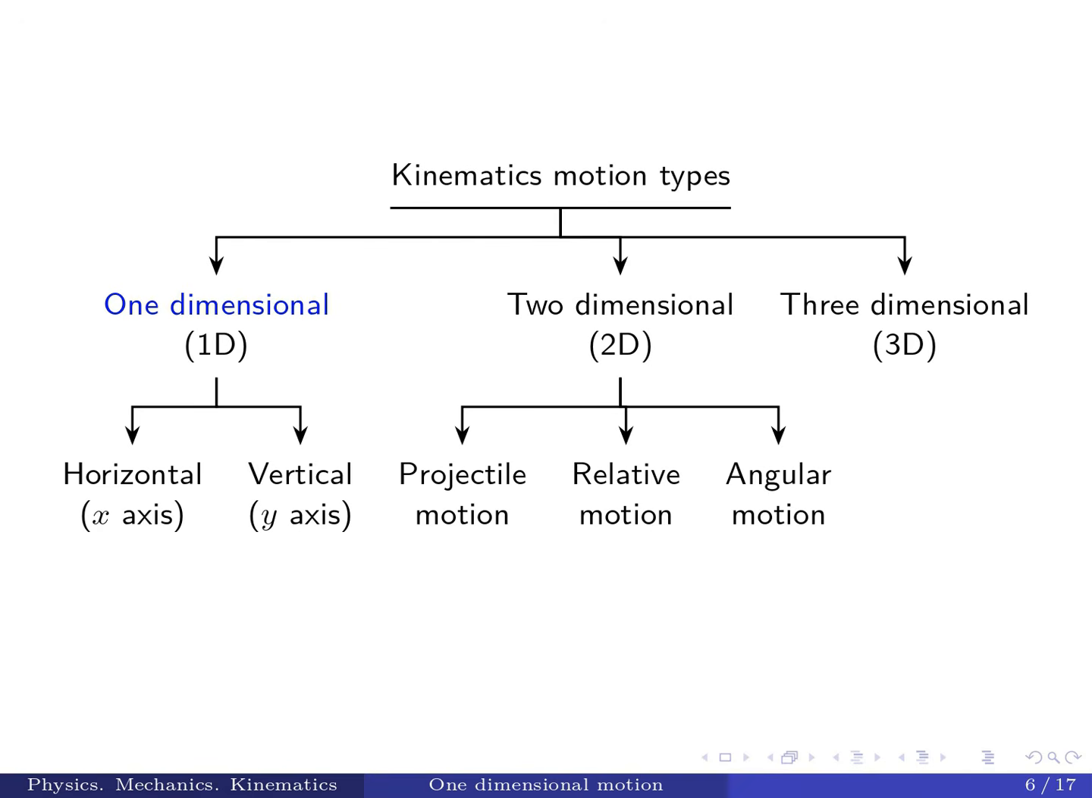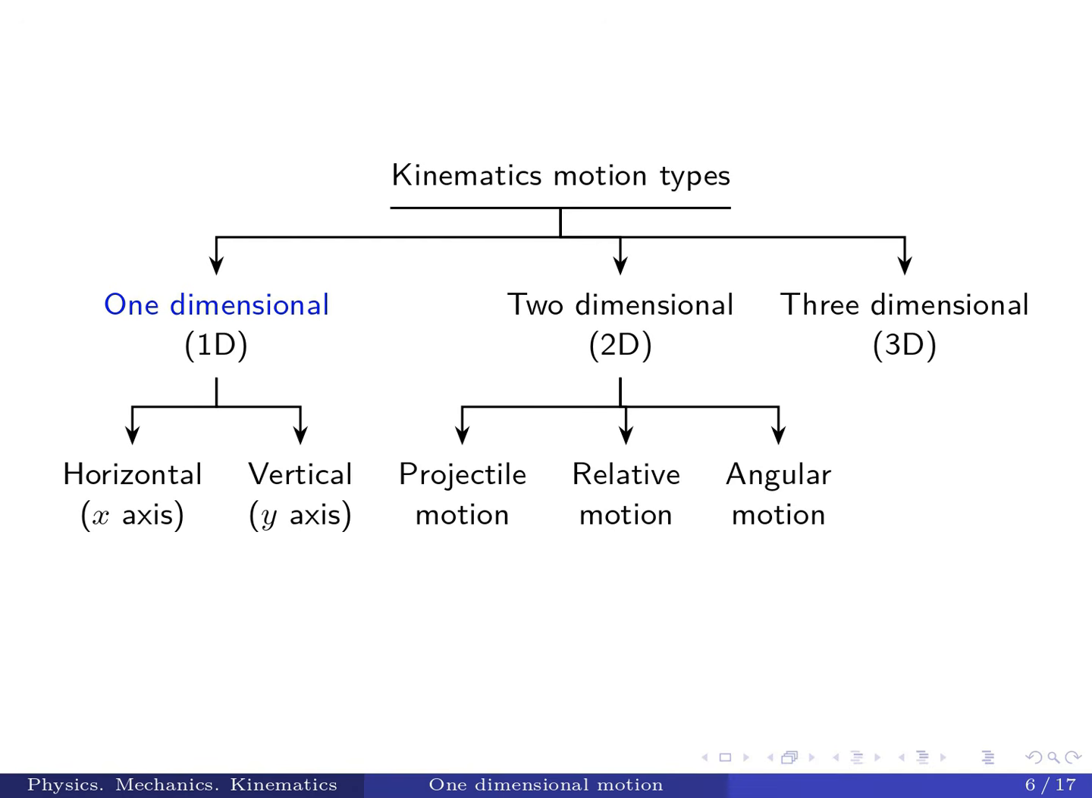Based on the number of dimensions, motions in kinematics can be classified into several types: linear or one-dimensional motion, two-dimensional motion, and three-dimensional motion. In this lesson, we will focus on linear motion, which is further classified into horizontal and vertical motions. A comprehensive study of kinematics involves analyzing motion in 2 and 3 dimensions. For now, we'll examine motion in 1 dimension, as it provides the foundational tools needed to study multidimensional motion.